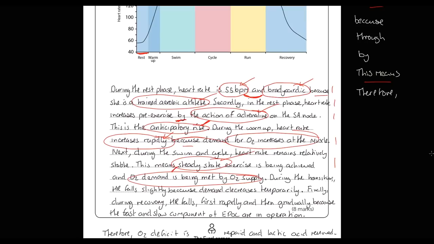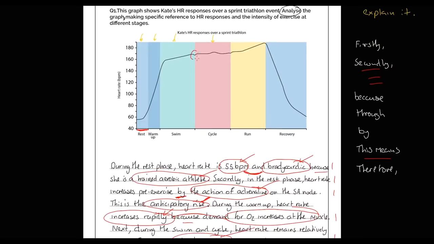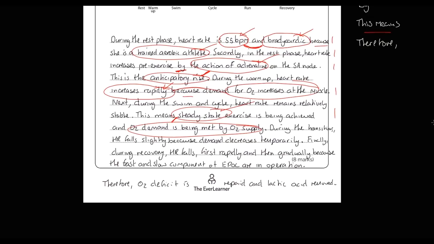During the transitions, by the way, we mean this little area here and this little area here. During the transitions, heart rate falls slightly because demand decreases temporarily. Okay, I've got my because: demand decreases temporarily. Finally, during recovery, heart rate falls, first rapidly and then gradually. Let's give ourselves one mark for that. The fast and slow component of EPOC are in operation. Okay, so we might get a mark in there. We're saying why that's happening.